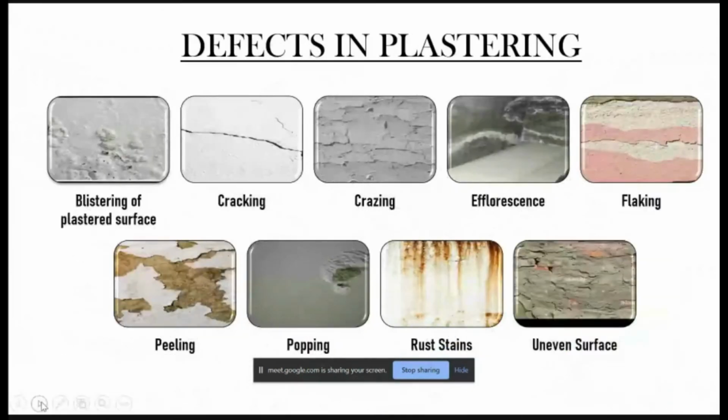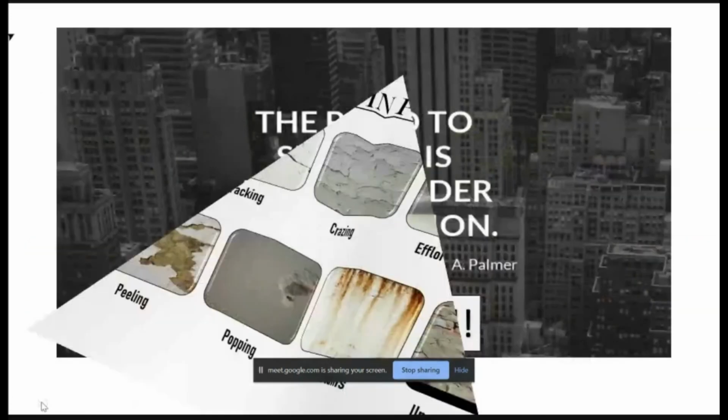Defects in plastering are blistering of plaster surface, raking, crazing, efflorescence, flaking, peeling, popping, rust stain, and uneven surface.